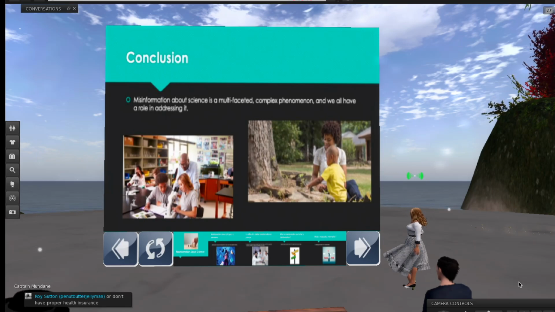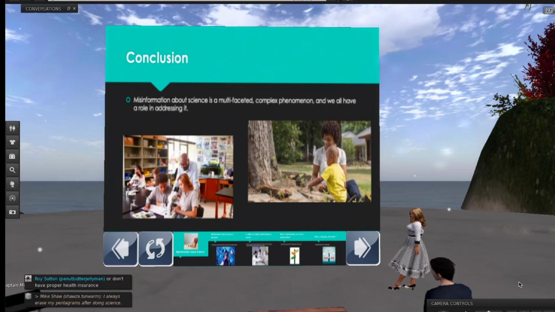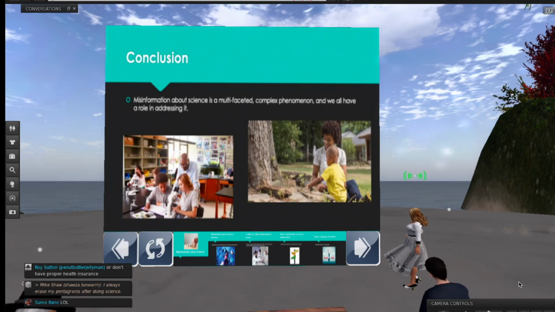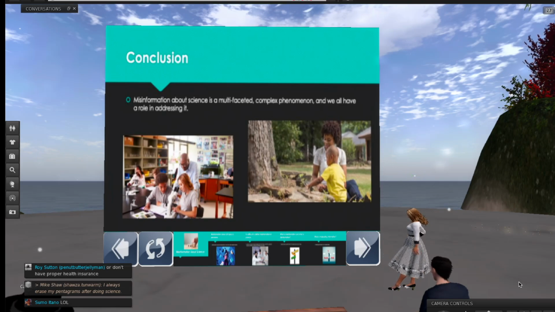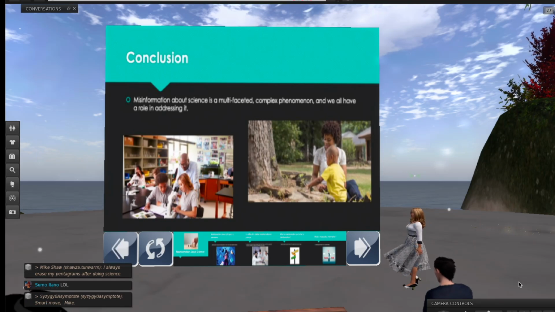Tagline says pharmacies and public health departments are still a very important place to seek help with health issues for those who cannot find a doctor quickly or are afraid of generating an overwhelming debt by going to an emergency facility. Roy says there are those who don't have proper health insurance, and Mike says he always erases his pentagrams after doing science.